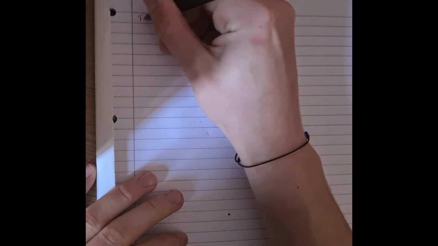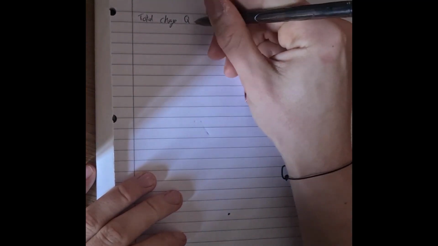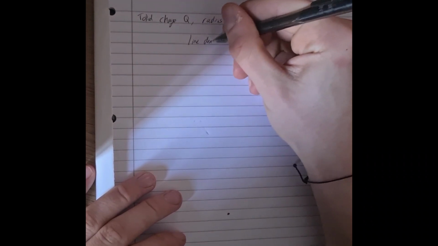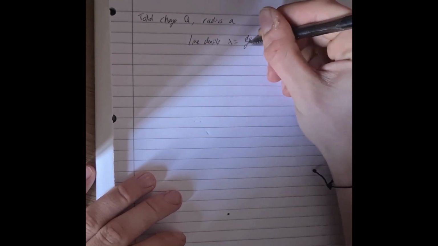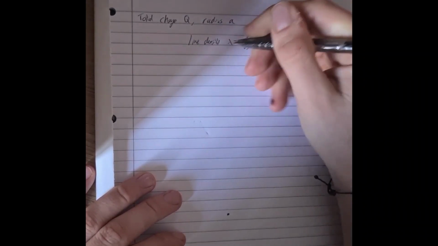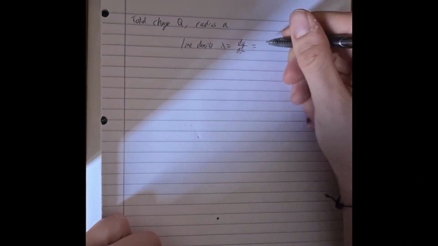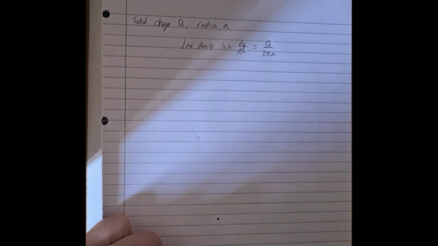So, answering this question, we know that the ring has a total charge of Q, and a radius of A. The line density, which is lambda, equals the change in charge over the change in length. As it's a circle, the circumference is 2 pi A, so this equals Q over 2 pi A. This is like 2 pi r, the perimeter of the circle.